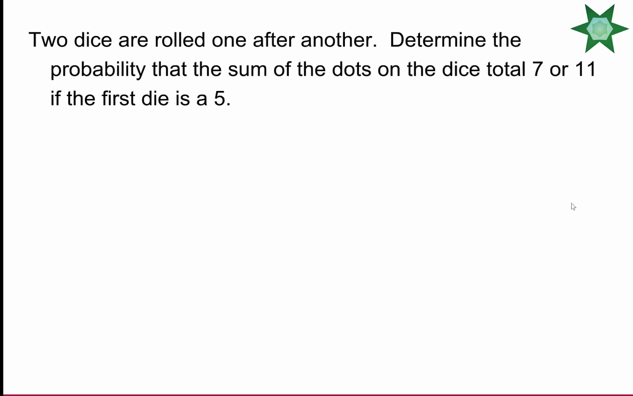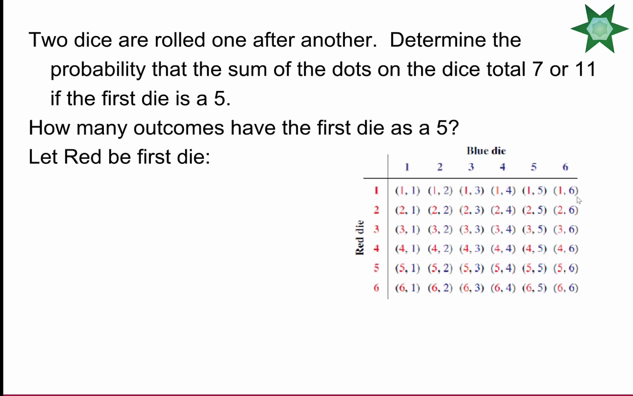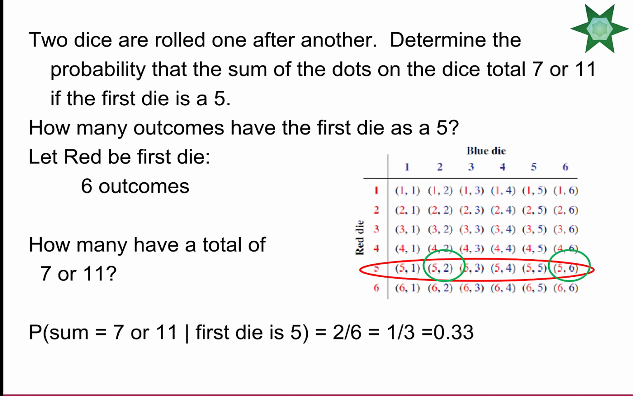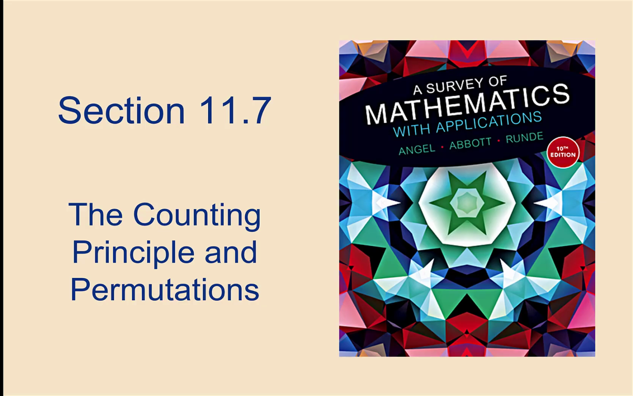Determine the probability the sum of the dots on the dice total 7 or 11, given the first die is a 5. So how many have a first die as a 5? We've got 6 of those. And then how many of those have a sum of 7 or 11? And there's going to be 2 of those. There's 1 and there's 2. So this is going to be 2 out of 6, 1/3 or 0.33.